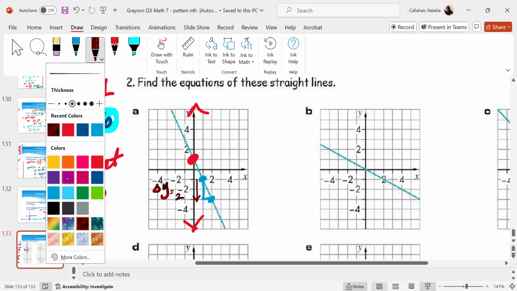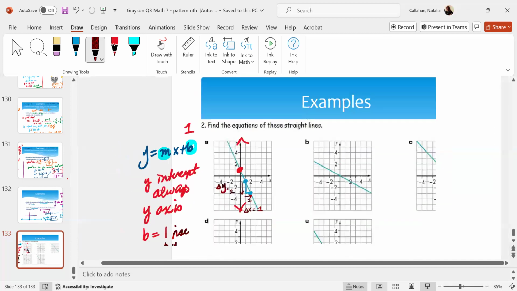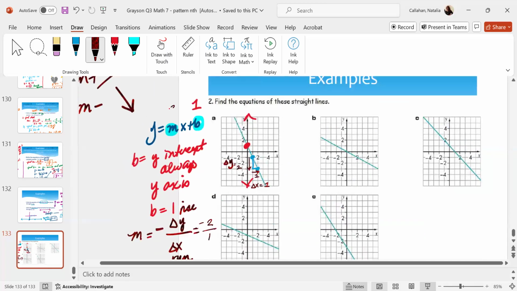Now you're going to look for the change in x. So what is the change in x? For 2, no, 1. It matters what you say. You understand? So this is going to be a negative 2/1. That's your slope, right? Now that I have a slope, write the equation. y is equal to negative 2x plus 1. Do you see how that is done?